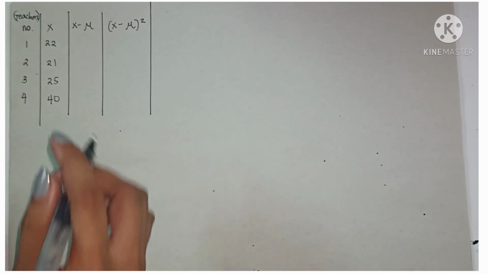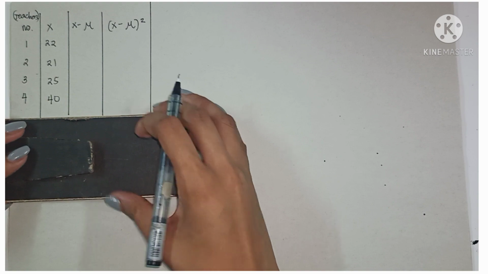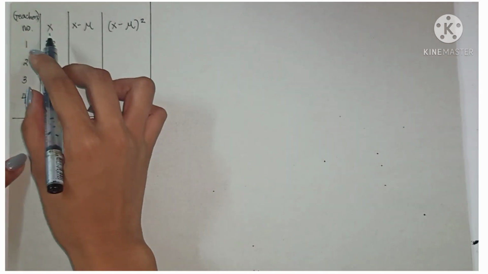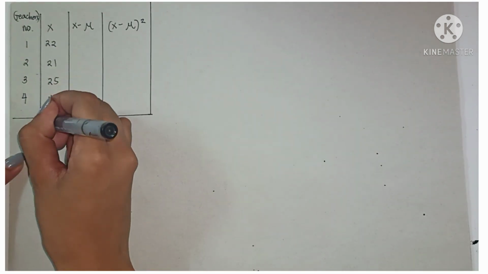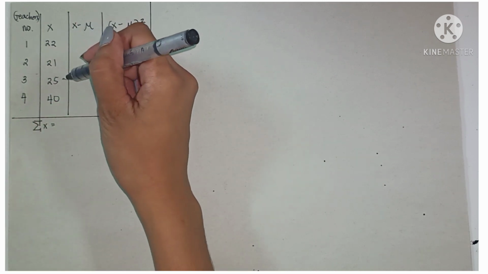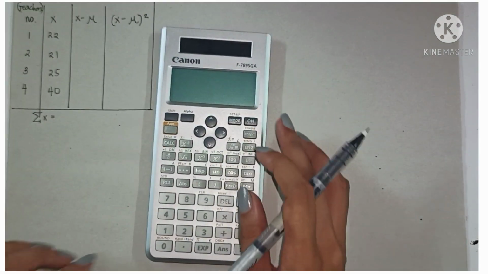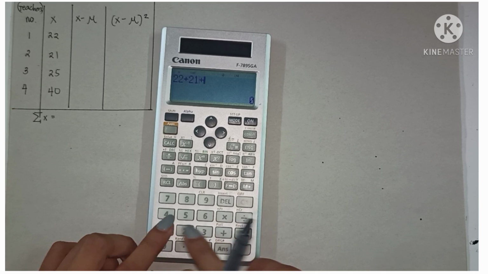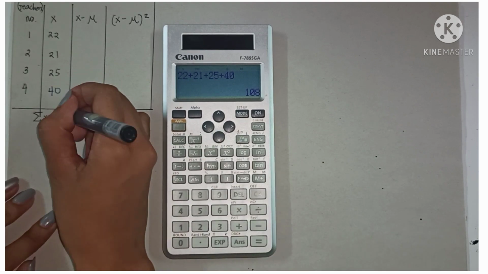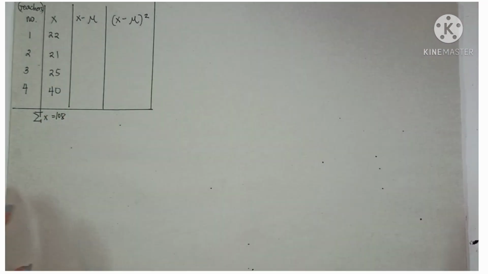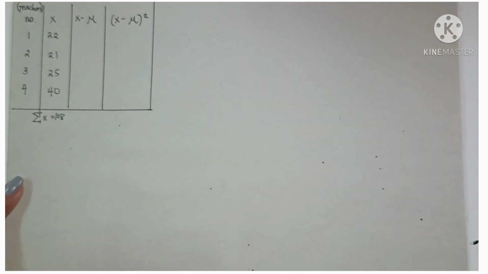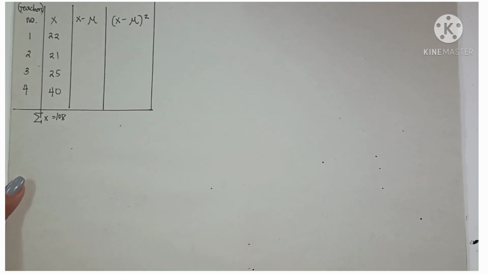Okay? So, next. Okay, so next na gagawin natin is kunin natin yung summation ni x. Again, summation, ibig sabihin kunin lang yung sum. I-add lang po ang lahat. So, 22 plus 21 plus 25 plus 40 is equal to 108. Okay? So, the summation is 108. Okay, so next. Next is x minus mu, and the last column is x minus mu squared.